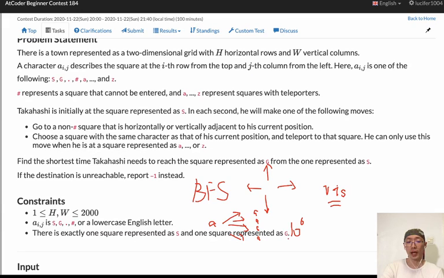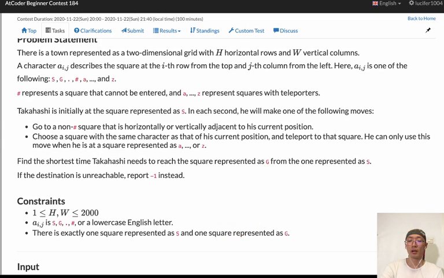So if we have 1 million A's, for each A we will enumerate all the other A's. So we will have 1 million times 1 million, that is 1 trillion, which will lead to time limit exceeded. How do we optimize?